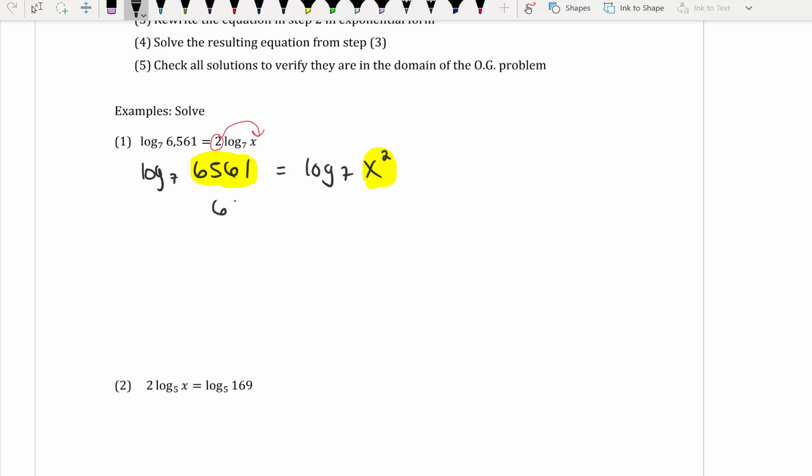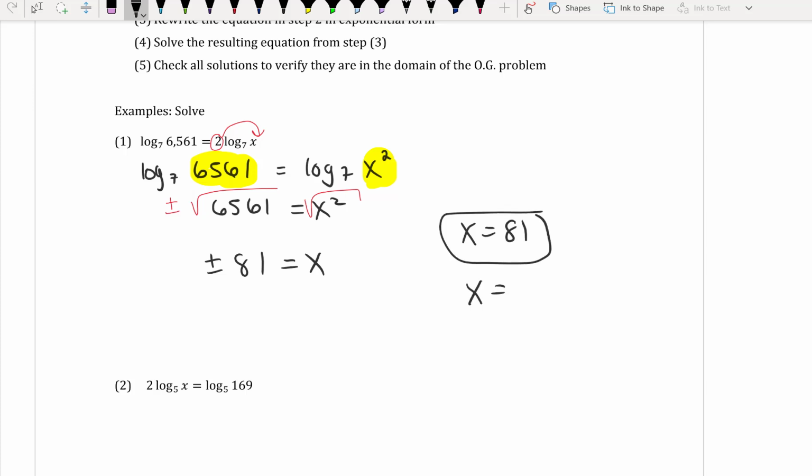So I know that 6,561 is equal to x squared. Well, to undo a square, I have to square root both sides. So I have the square root of 6,561, and that gives me 81. So plus or minus the square root of 81 is equal to x. So this is saying that x is equal to a positive 81, and x is equal to a negative 81. So those are going to be our two answers.